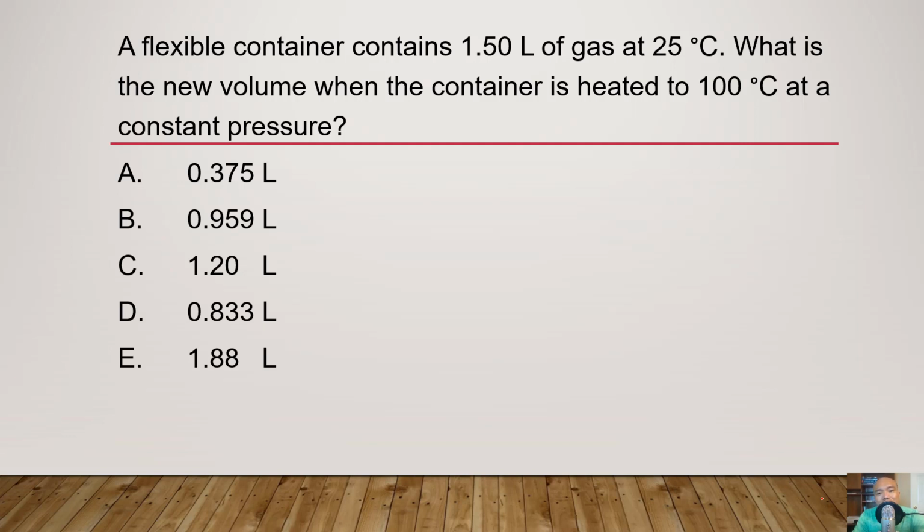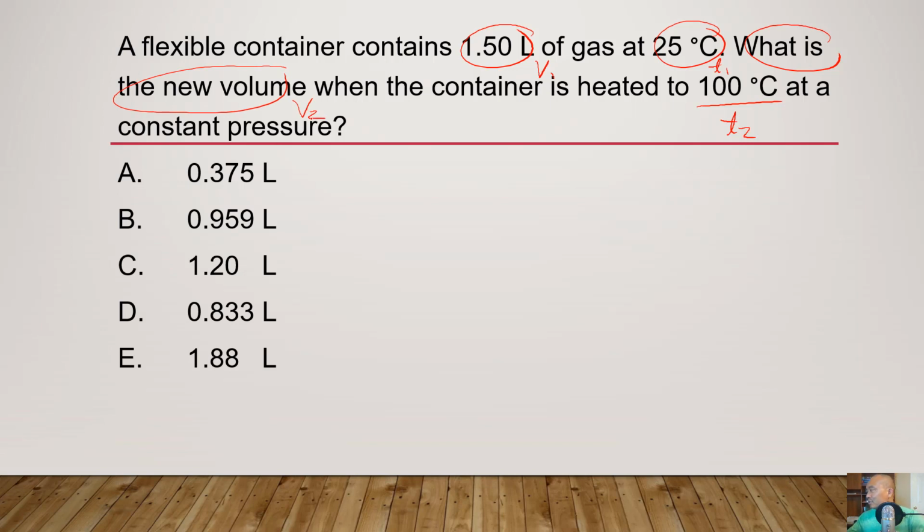A flexible container contains 1.50 liters of gas at 25 degrees C. What is the new volume when the container is heated to 100 degrees C at a constant pressure? So do remember, this is V1, and that's T1 in Celsius. And what is the new volume when the container is heated to a new temperature? So this would be t2. The reason I use the lowercase is because it's in Celsius. We have to convert it to Kelvin scale. This question is asking what is the new volume, and this is V2.